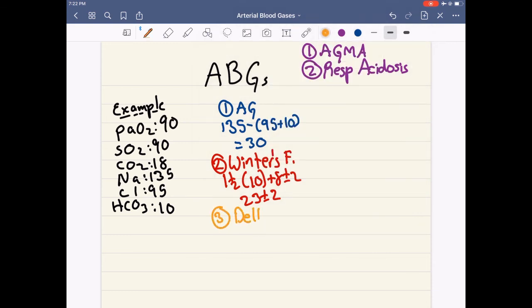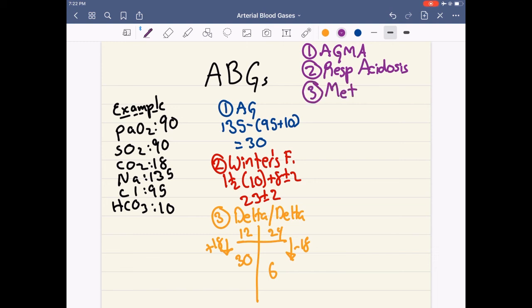The third thing that we're going to do is delta delta. Now, delta delta told us the relationship between bicarb and the anion gap. So we have to draw our normals 12 and 24 of our anion gap and bicarb, and our anion gap is 30. So go from 12 to 30, if we went up 18, that means we have to go down 18 on our delta delta, and we get 6. Based off our patient's bicarb of 10, and the calculated bicarb being 6, we get a concomitant metabolic alkalosis. So just in this patient, we can go over all 3 different metabolic derangements this one particular scenario has.